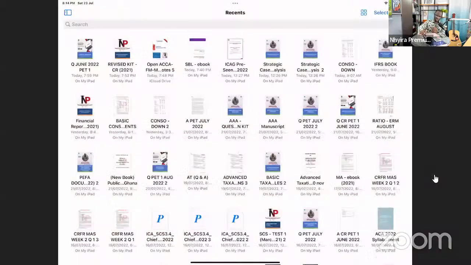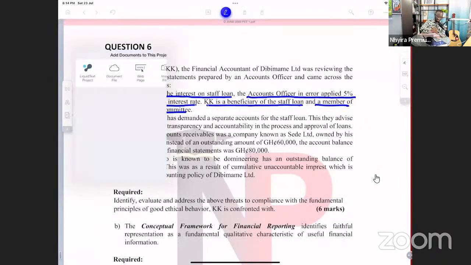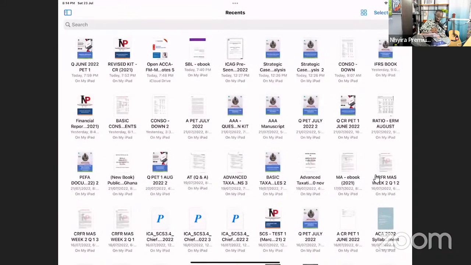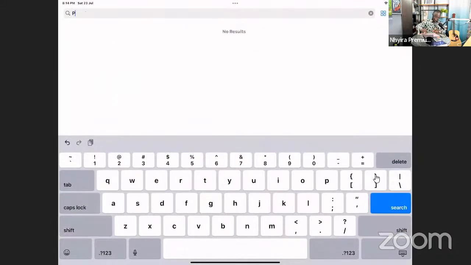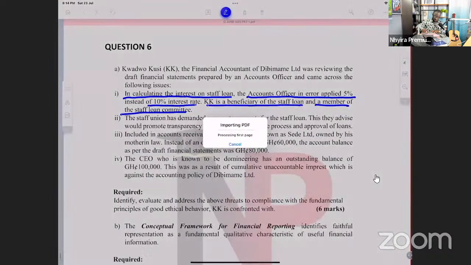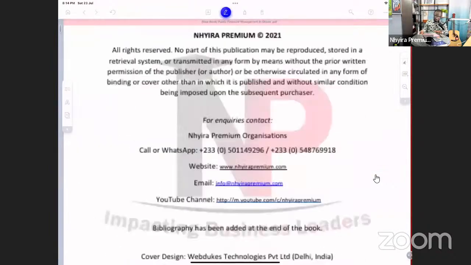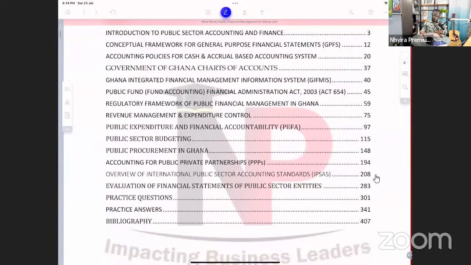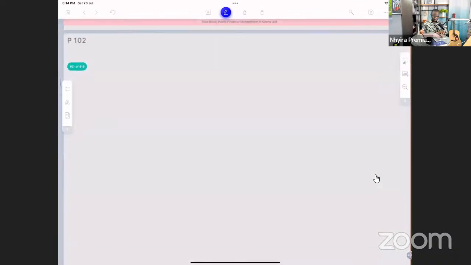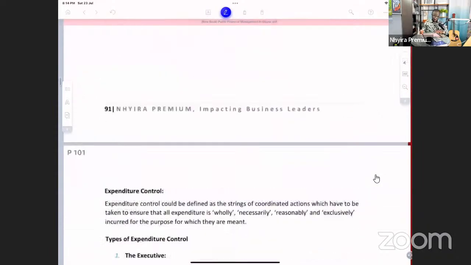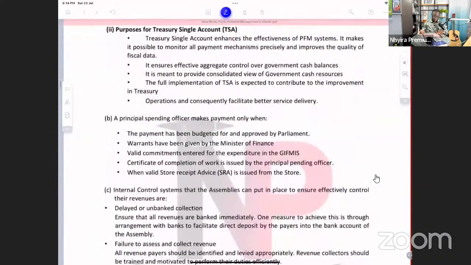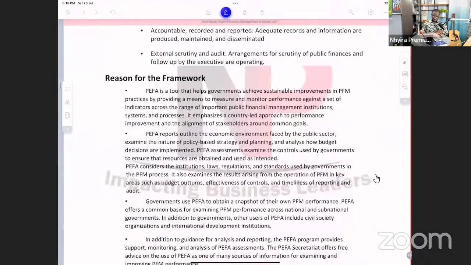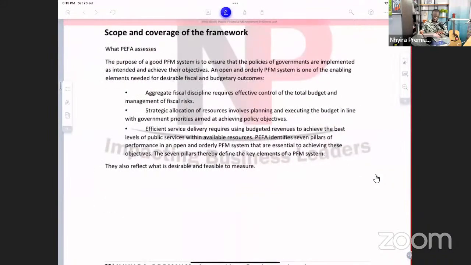Let me bring this up and see if I can tell you something about it. So we have this here, PSAF. Okay, good. Let me bring out my PEFA and share some slides on that. Page 97. Just scroll down a little bit, not too much. Good. So 97.